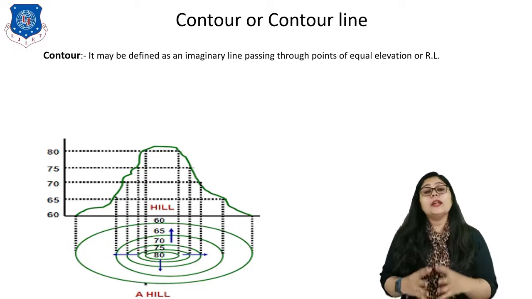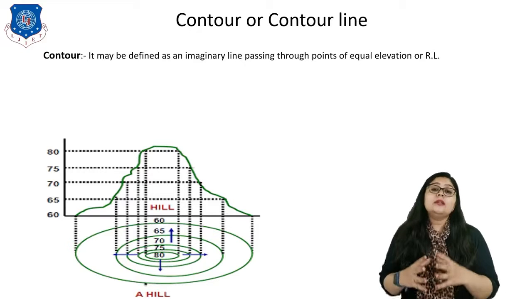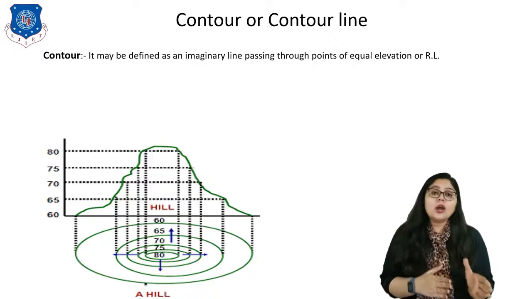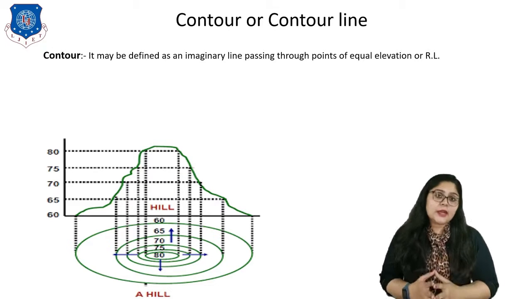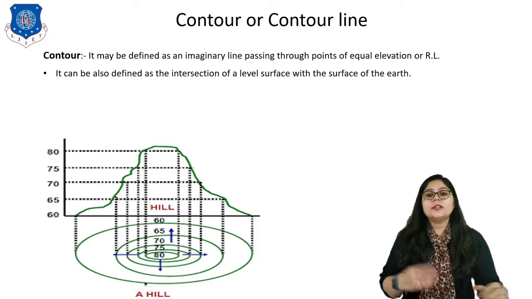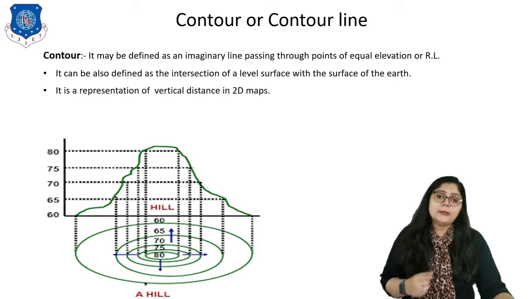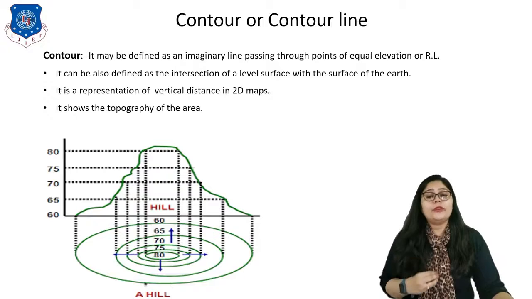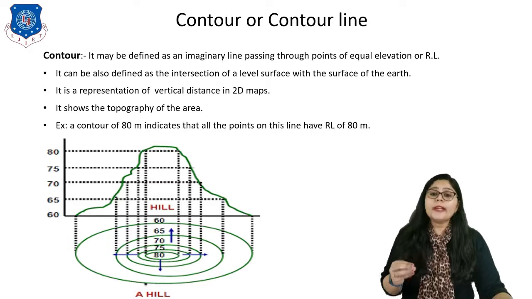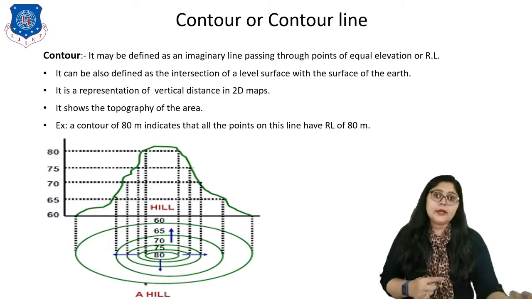Now you know that a contour map or contour survey is very useful to decide the topographical condition, that is, whether it is okay or not for the civil engineering work. It can also be defined as the intersection of a level surface with the surface of the earth. It is a representation of vertical distance in 2D maps, and it shows the topography of the area, as I said. Here the example says that a contour of 80 meter indicates that all the points on the line have an RL of 80 meter.